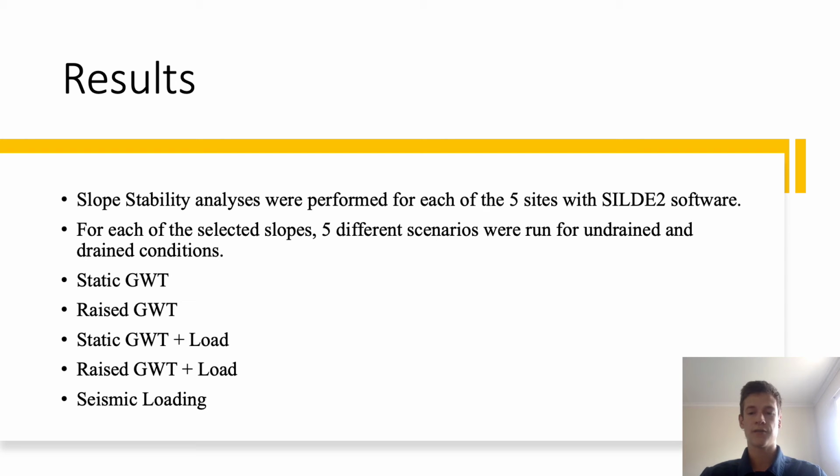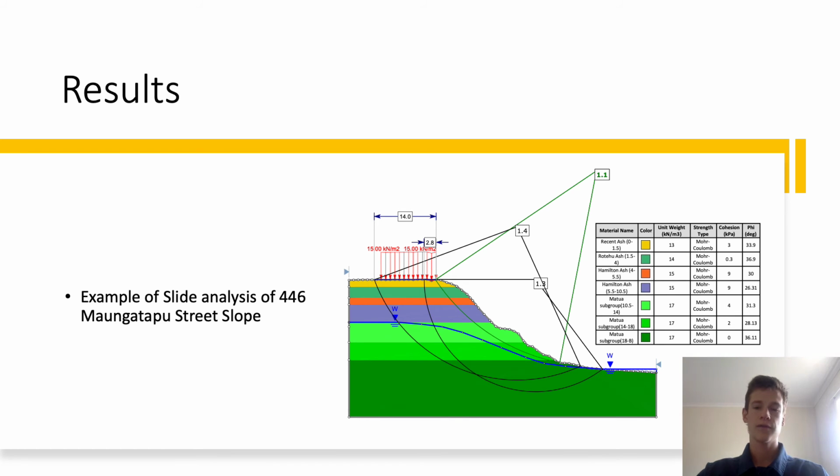For both the static and raised groundwater tables, a 3rd and 4th scenario was completed, where an additional applied load was placed on top of the slope. This load represented the loading from houses that have been built on top of the slopes. The final scenario was seismic loading, where the slope was subjected to a load that simulated that of an earthquake. An example of the slide analysis results for the 446 Maungatapu Street slope are shown. Each quarter circle represents a circular failure plane, and at the top of each circle is its factor of safety. The distance from the slope's peak for each failure is also shown.